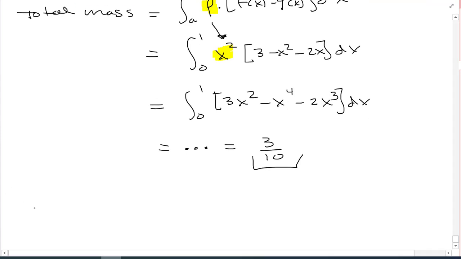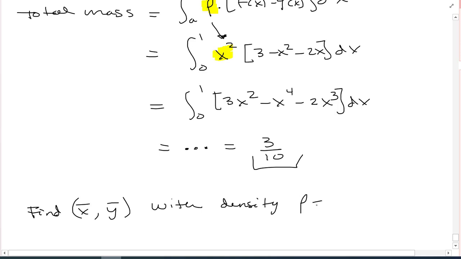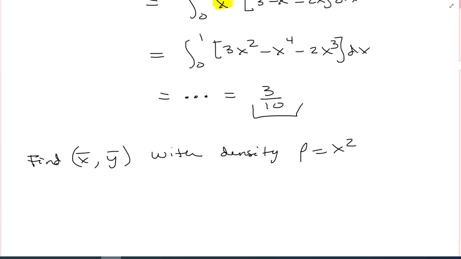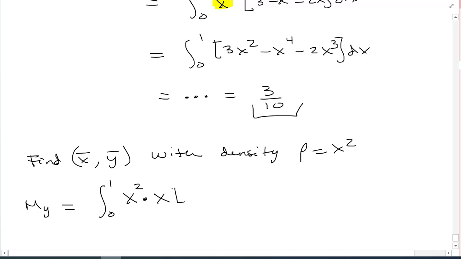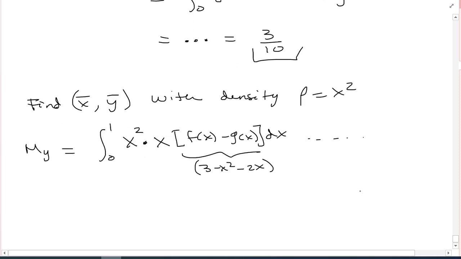I'm going to have you do this on your own. Find x bar and y bar with density, for the same exact region, but with density rho equals x squared. For example, what will your moment about the y-axis look like? It will be the integral from 0 to 1. Density is not constant, so I have to include it: x squared times the distance to the y-axis, which is x, times f of x minus g of x dx. This is your 3 minus x squared minus 2x. When you integrate this, what do you end up getting?